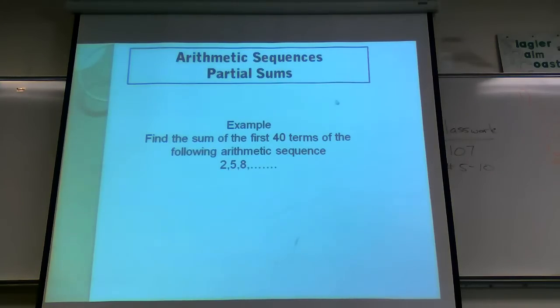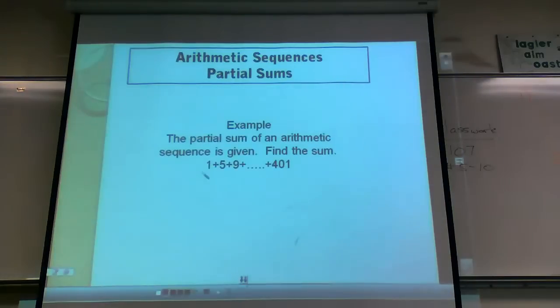Let's see if I got one. This will be the last one. Okay? Now, with this one, I'm giving you the first term, I'm giving you the last term. Now I'm saying find the sum of them. Obviously you're not going to write these out. I will. Okay? If you do, have fun with that.